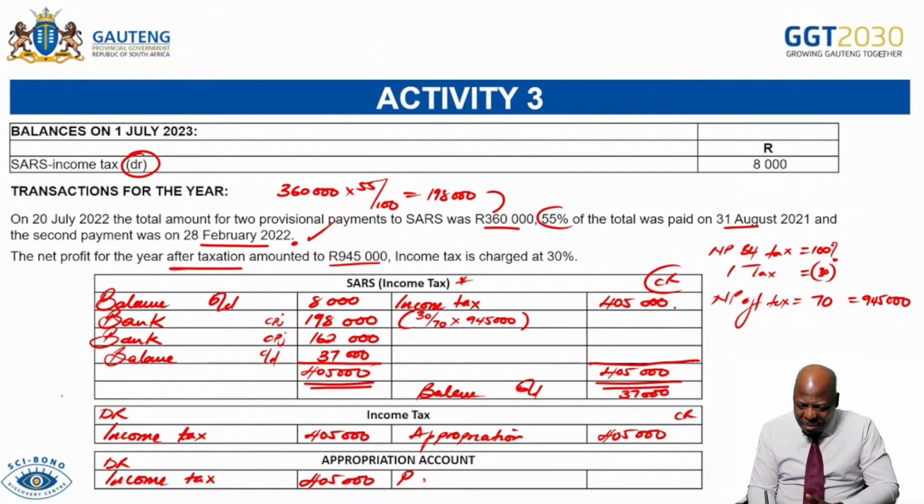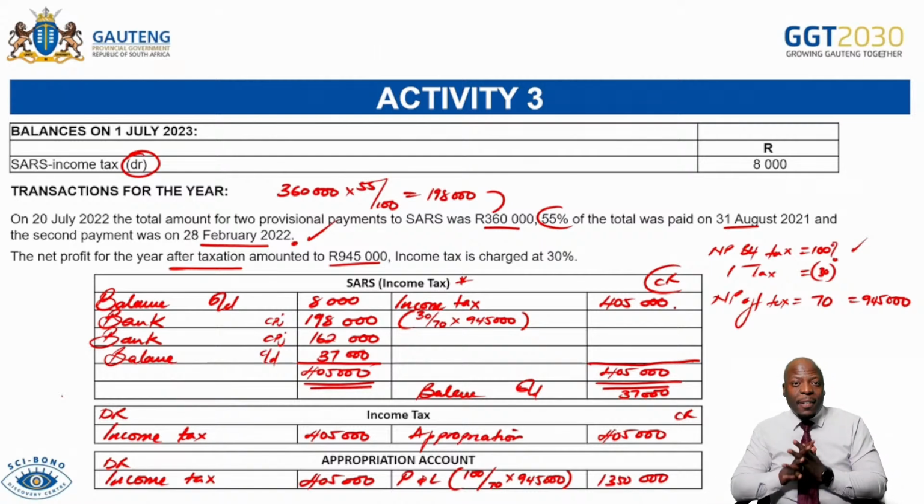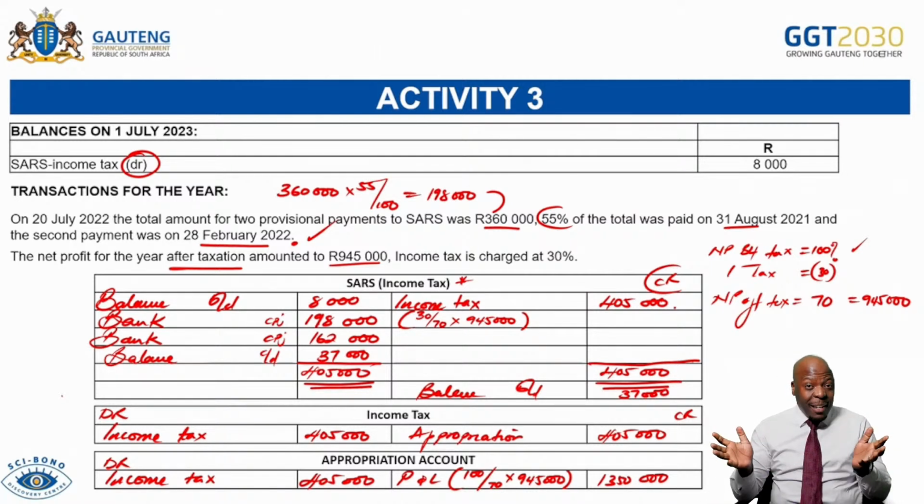Can we get the profit and loss? That should be easy now. You know what we want. What do we want? Net profit before tax. We want 100. What do we have? We are given net profit after tax, that's 70. We multiply by 945,000. We close this bracket and we end up with 1,350,000. That's how it ends. As simple as that. I hope this makes sense. Does this make sense?